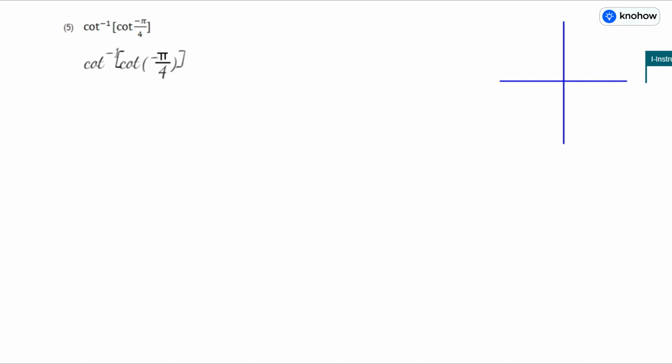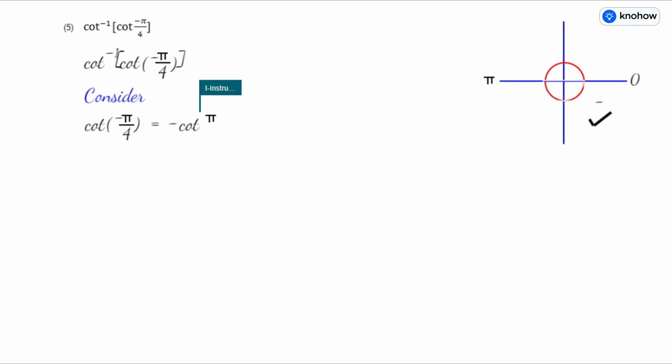for cot inverse x? It is 0 to pi, of course with some exception. But negative pi by 4 does not lie in this interval. So what to do? Consider cot of negative pi by 4. Cot in the fourth quadrant is negative. So we can write negative cot pi by 4 first of all.